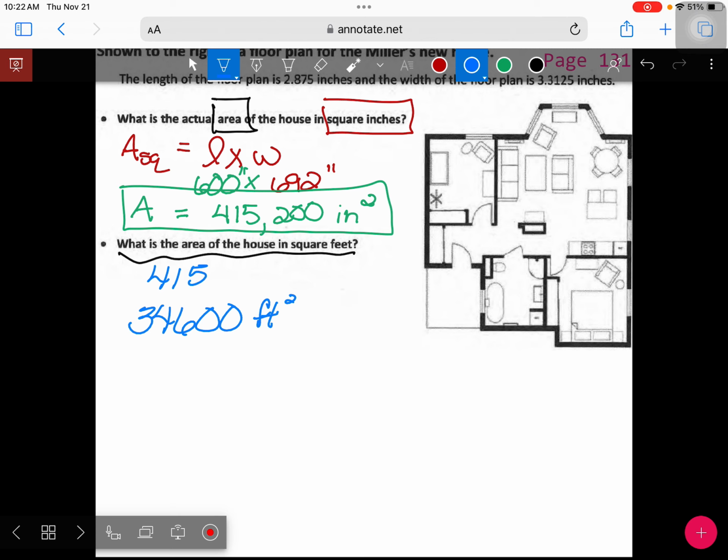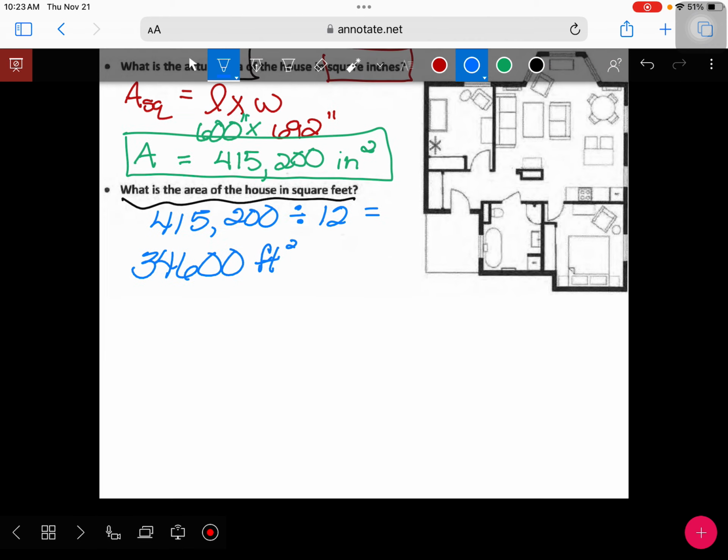Okay, so she took 415,200 and she divided this by 12 to get this answer. What do you guys think of that? Seems logical, doesn't it? Anybody else get a different answer? Okay, this is probably a concept that many students do not get, and that is exactly what most students would do. So, I'm glad that that came up.